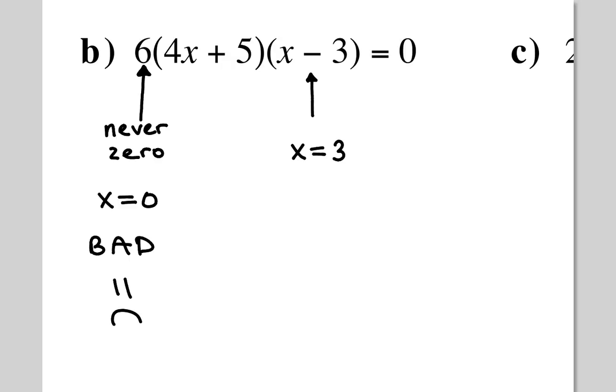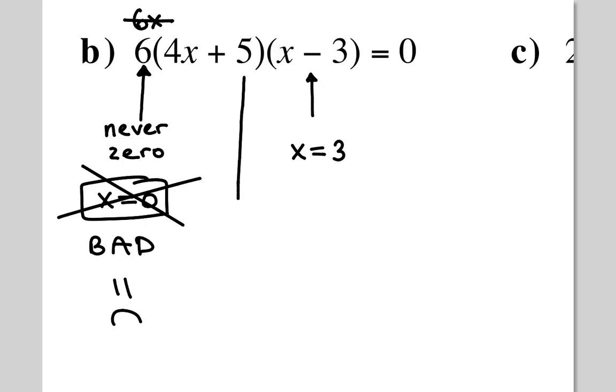However, if you look at the next one, only if it was 6x. If it's 6x, then yes, this is good. But we don't have 6x. We just have 6. So we don't want this. This is bad.